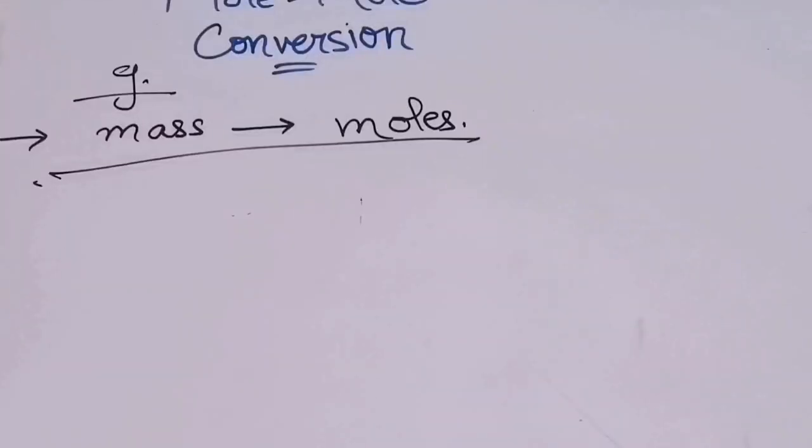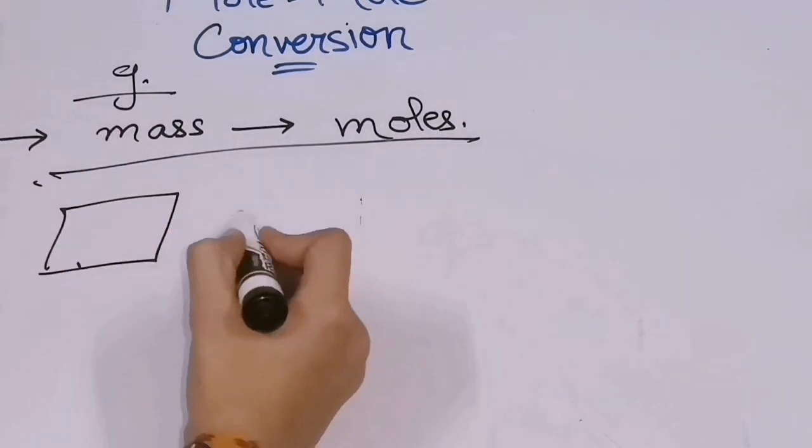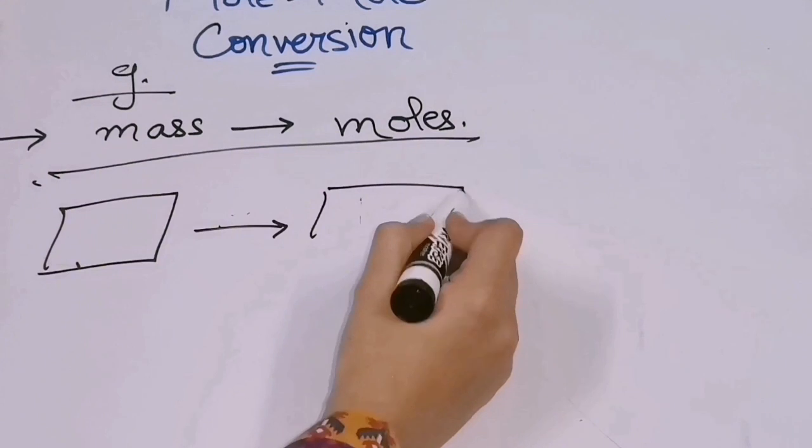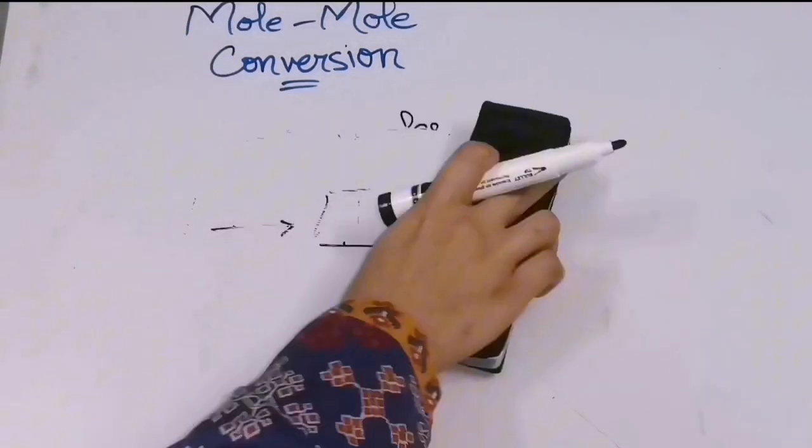In mole to mole conversion, you will be given the reactant or the substance in moles and you have to find the other in moles as well. Now let us understand this with the help of an example.